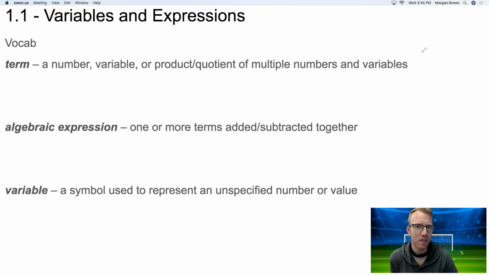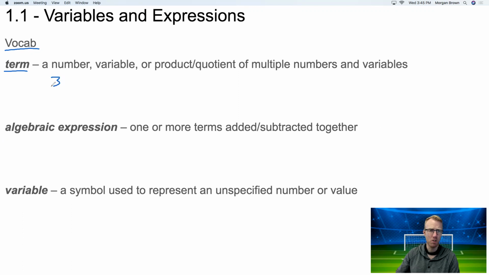First is variables and expressions, so section 1.1. We'll first go through a couple of vocabulary words. The first one is terms. When you talk about terms in an algebraic context, it's a number, a variable, or a product or quotient of multiple numbers and variables. The key here is there's nothing adding or subtracting. It's only a collected grouping of stuff, so to speak.